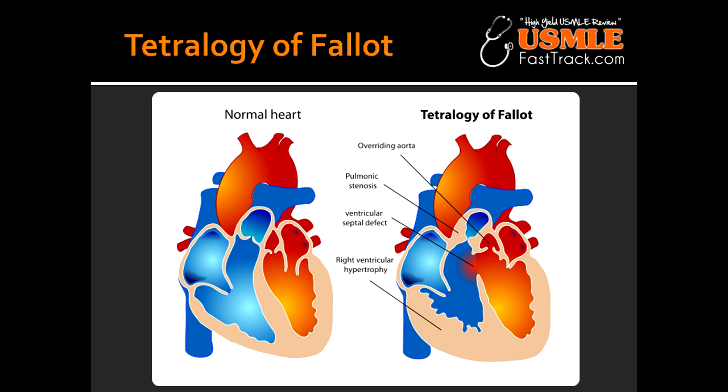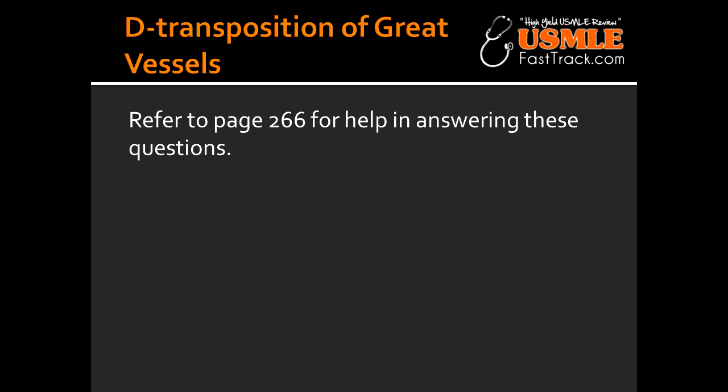What is the treatment for Tetralogy of Fallot? The treatment for Tetralogy of Fallot is to treat it early with primary surgical correction.